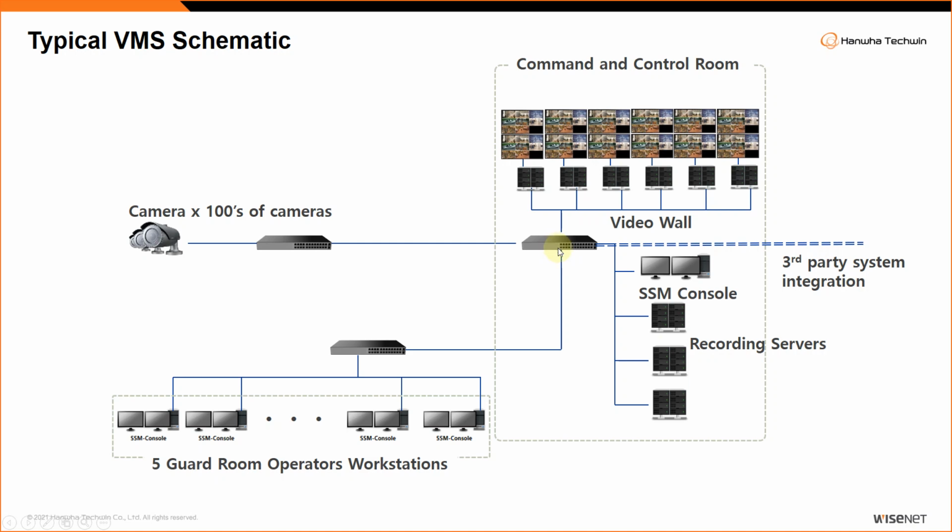From this, there is another switch going to different guard room operators, and each of them has a PC. They want to view the cameras. Done. From the same central switch in the data center, there is maybe another switch which will go to the control room, which will have PCs and monitors, right? Then from the same switch you may directly connect a recording server, or you may have another switch and connect the recording server. And this switch will also connect to third-party systems if you want to do integration. All right, so you get the idea.